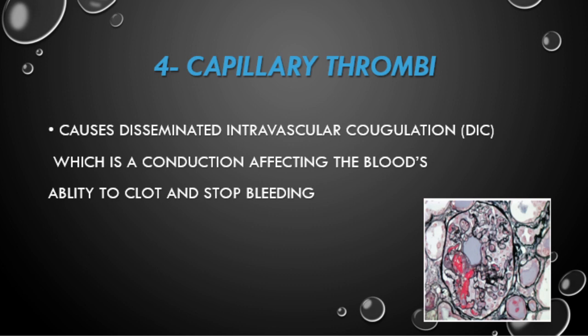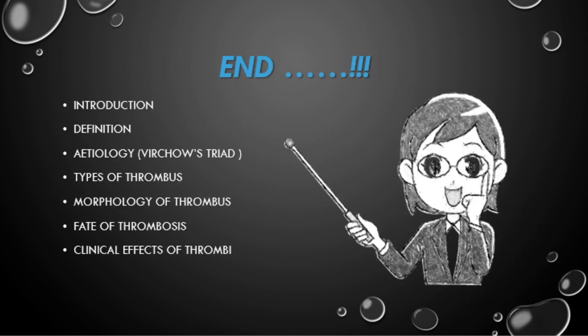So here we end up with thrombosis, the most important topic of general pathology, in which we have seen the introduction, definition, etiology, that is Virchow's triad, then types of thrombosis, morphology of thrombus, fate of thrombus, and clinical effects of thrombi.